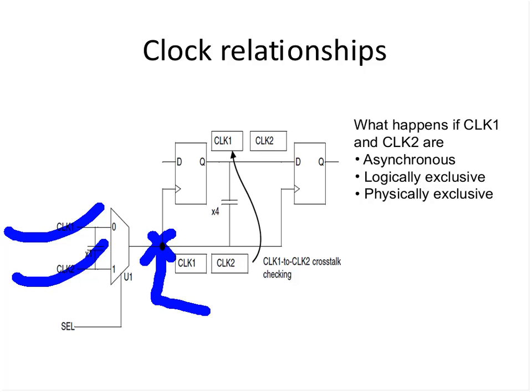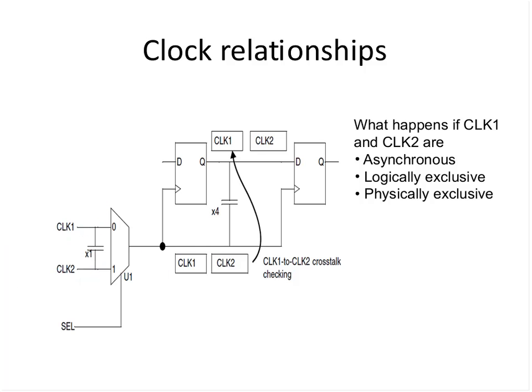So the timing windows again will not be infinite, there will not be any crosstalk effect which is special to the two clocks being different, right. They are physically exclusive, they cannot exist together, right. Now see this, this is a slightly complex case where you want the effect of X1 to be taken care of.